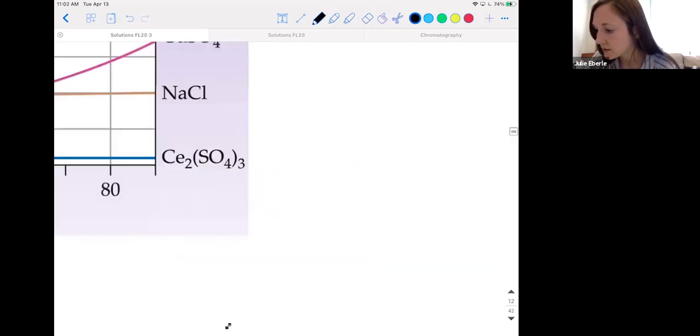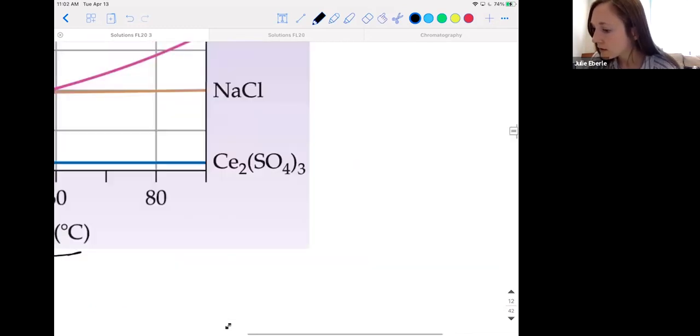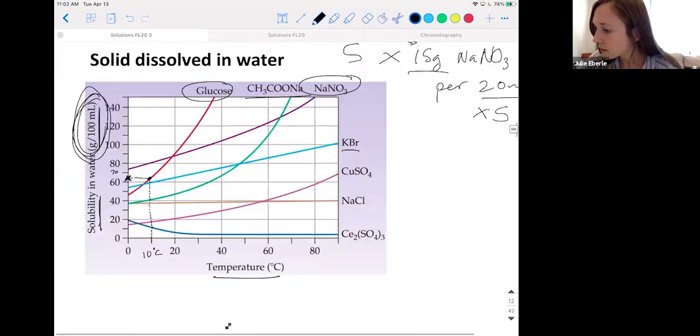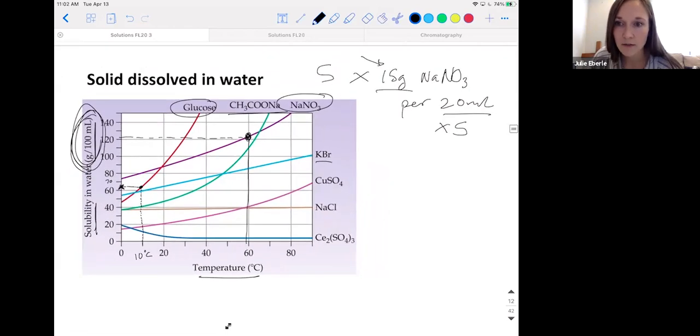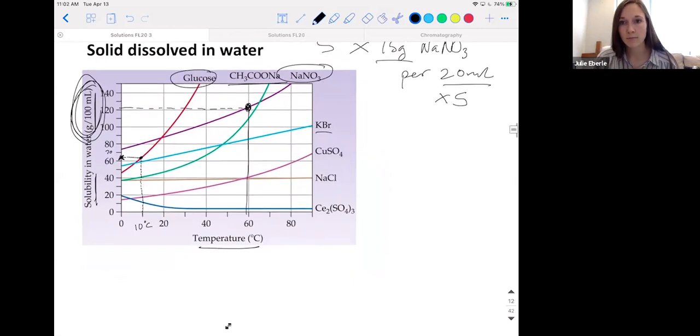Okay, at 60, what just happened? So NaNO3 would be the purple line. So I'd take whatever temperature it is, run it up to my line, and then walk it over. I know my solubility, it is saturated at around 120 grams per 100 mL. So then you multiply it by 5 and you look at what it tells you in your problem. Is that more than 120, less than 120? Okay, and you judge if it's saturated or supersaturated or not saturated based on that comparison. Does that make sense? That'll help you on a homework problem.